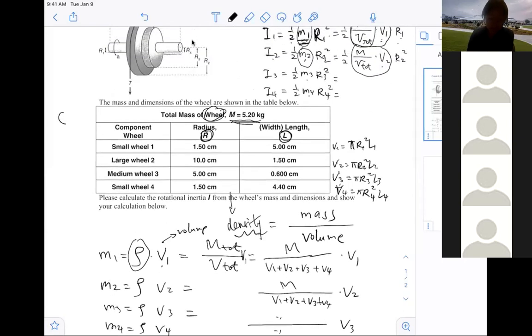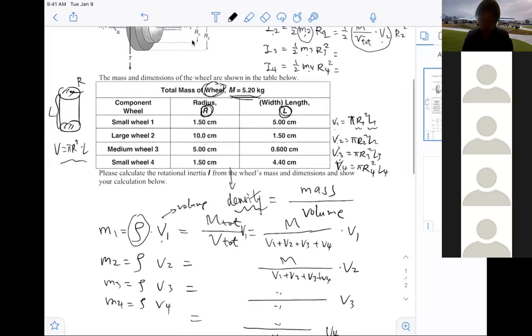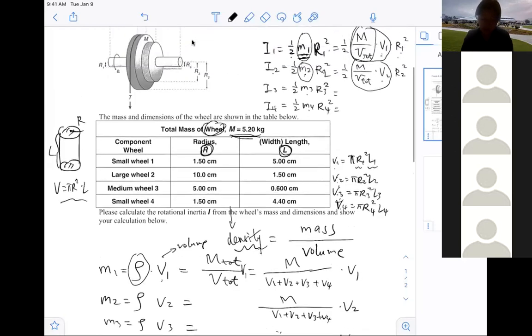So for a cylinder, or for a disc shape, the volume is pi r squared times L. L is the height or the length, R is the radius. That's the formula we use for finding the volume. For each of the wheels, the radius is given and the length is given, so I can calculate V1, V2, V3, V4, all my volumes, so that you can calculate individual masses.